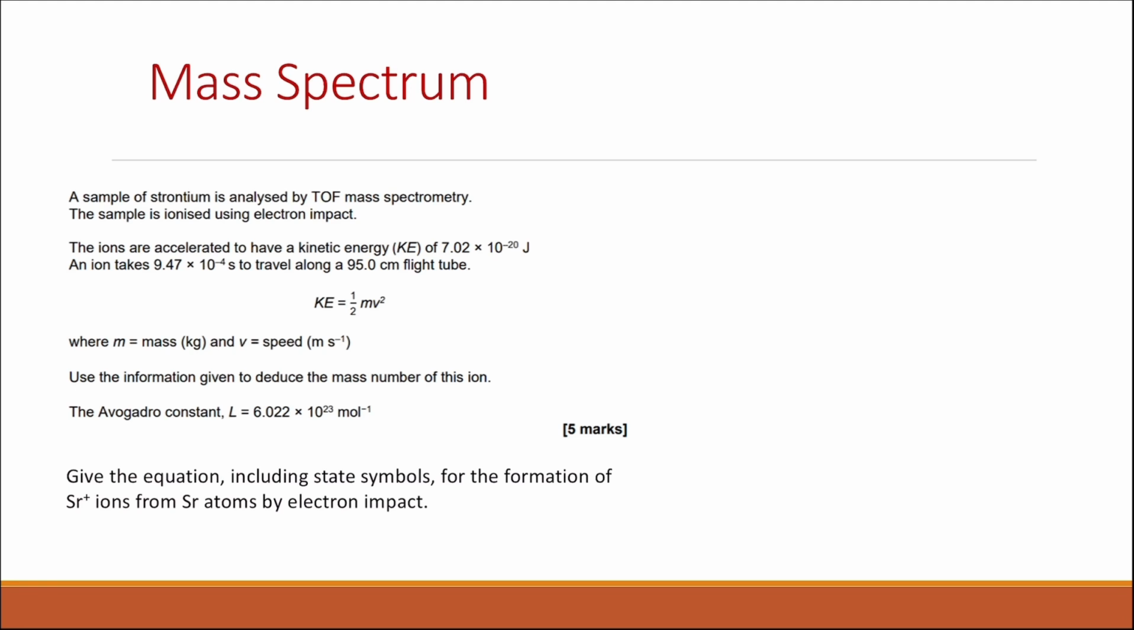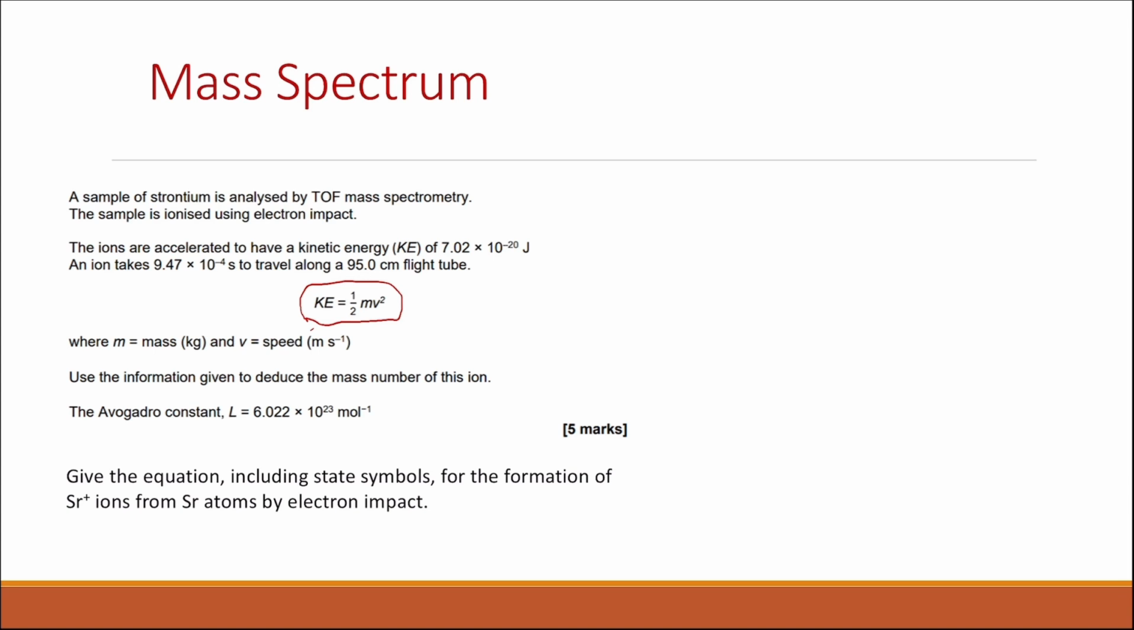So this is a typical question again. This is a question where they give you the equation for the kinetic energy. And then they give you the distance traveled and the time taken by a particular particle, and then they ask you to calculate the mass of that particle. So how do you answer this type of question?